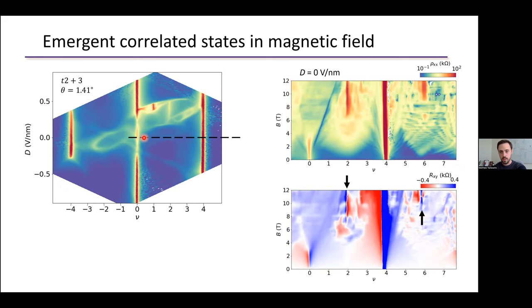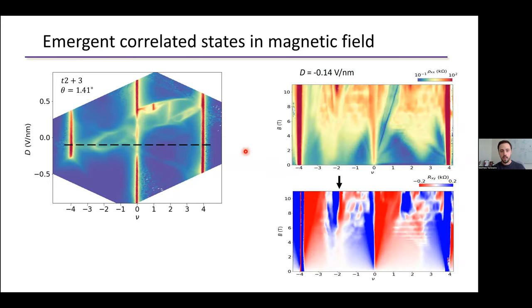If I lower the displacement field to 0, now I get a state that's very clear at half filling, maybe even something at a filling factor of 6, so in the second Moire mini band. And finally, as I move to negative displacement field and look on the hole-doped side, you can see that there's a clear symmetry-broken state at -2 that has its own set of quantum oscillations projecting to -2 at zero field.